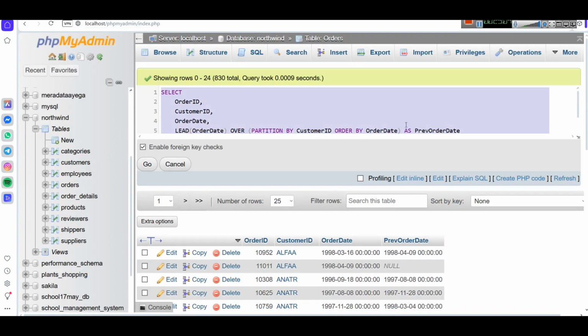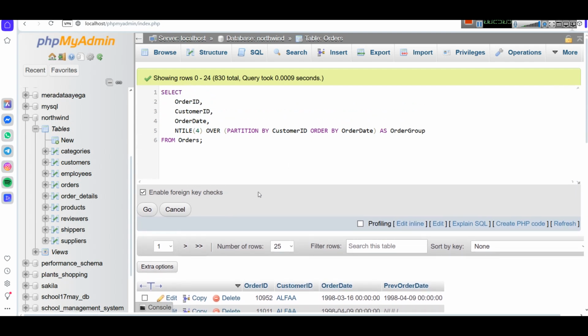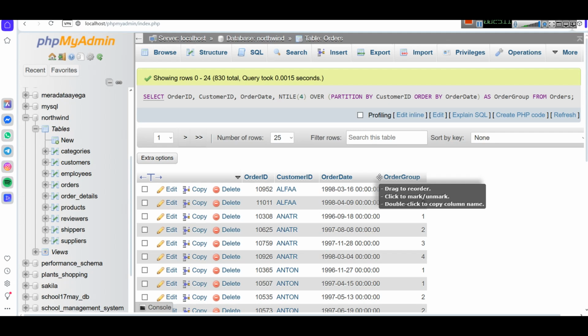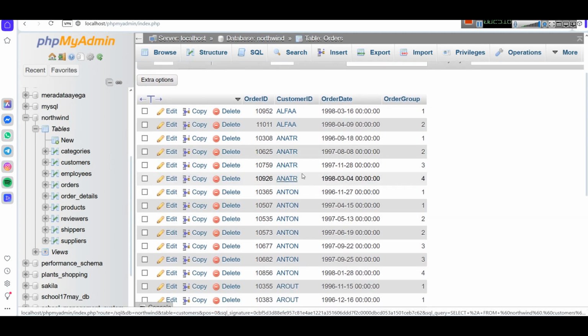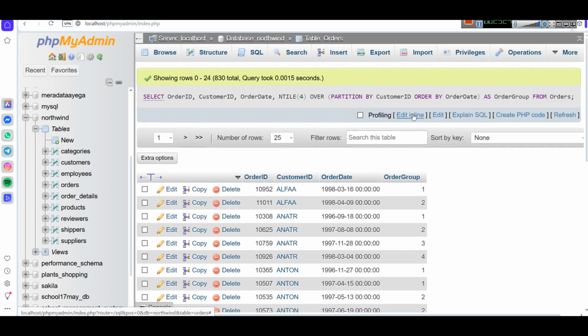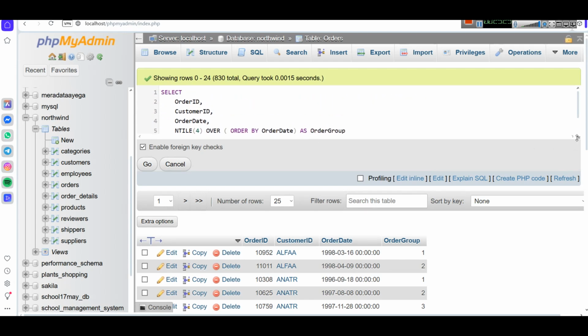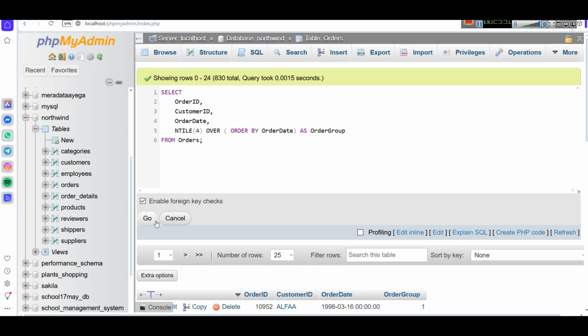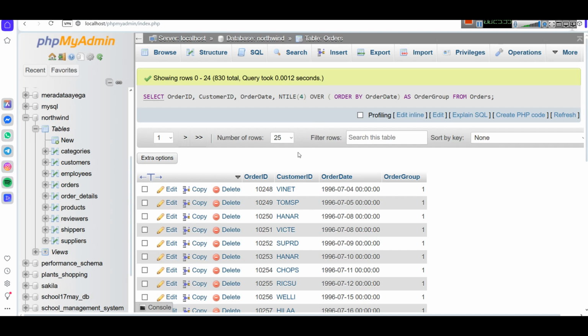I know these types of commands for beginners can be overwhelming, like too much to handle, but this is how it happens. So you can see a customer has ordered 3 times. So 1, 2, 3, 4, right? 4 equal groups. It is doing that. What if we remove partition by customer ID from here? Now it will give group number 1, group number 2, like that. You can see we have around 833.